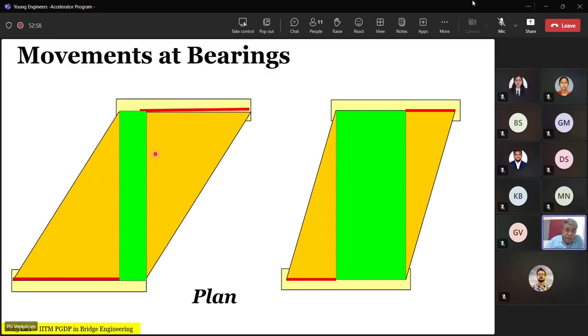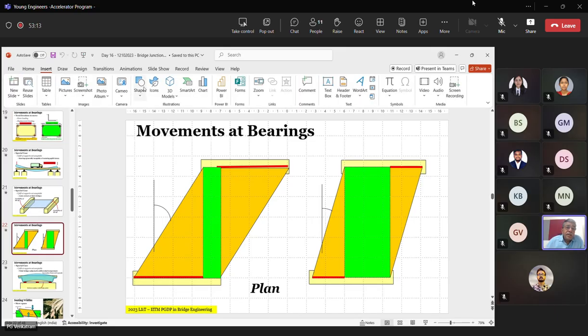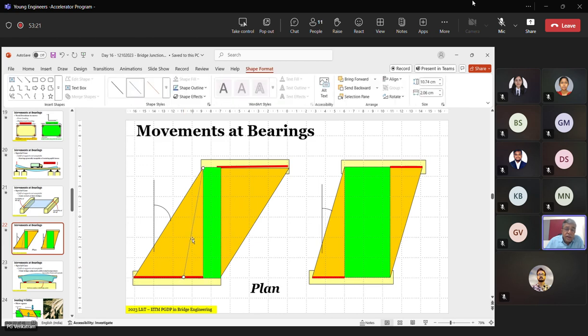In this arrangement, on the other hand, let us say the deck was narrower. I will just come out of it and we'll do some editing here. Let us say the deck was narrower and we didn't have this and we had this.